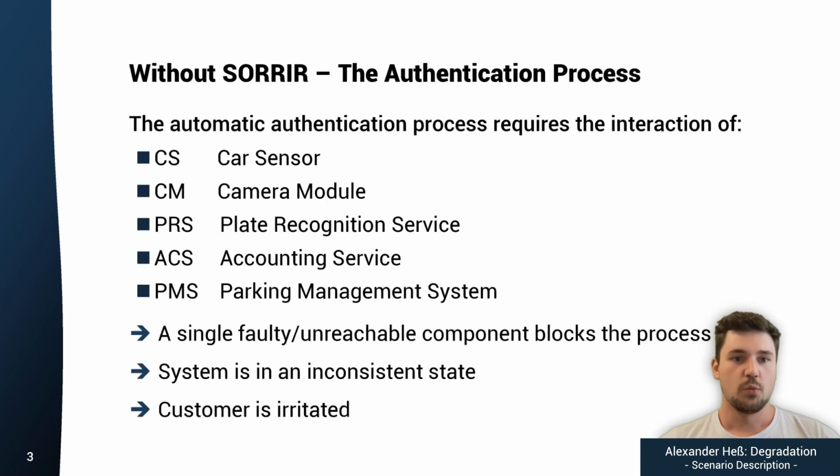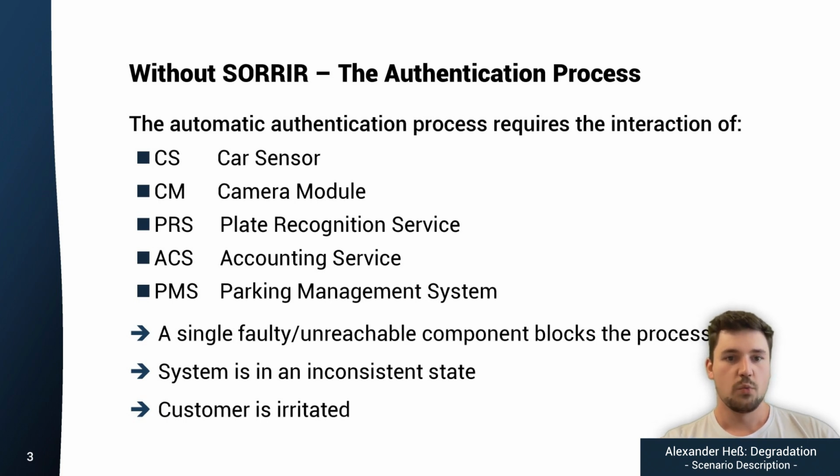Now, we're going to have a look at what would happen without SORRIR. Because we have defined this automatic authentication process, which involves both the car sensor as well as the camera module to take the picture. Then we need the plate recognition service to perform an image analysis on the captured picture, the accounting service that stores the accounting information of the customer, as well as the parking management system, which stores the information about the parking slots, basically. And if we now have a single faulty or unreachable component in this process, the system might end up in an inconsistent state, and the customer might be heavily irritated.